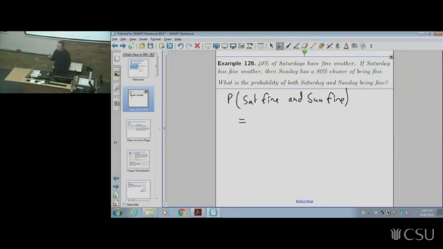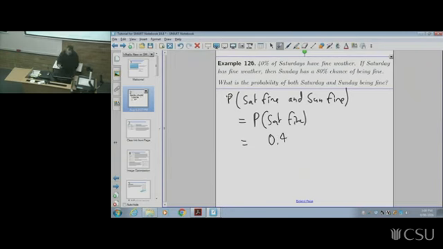And the answer is we don't know. We're not actually told that explicitly. What we're told is just the connection between the two. So we're told the probability that Saturday is fine. We know that one. And what's that equal to? 40%, or 0.4. So 0.4.